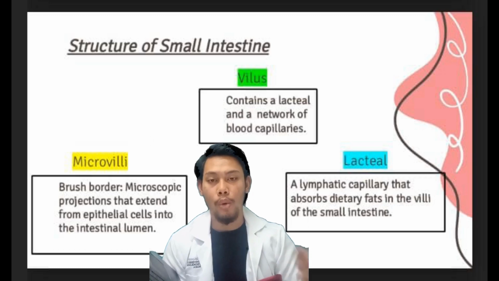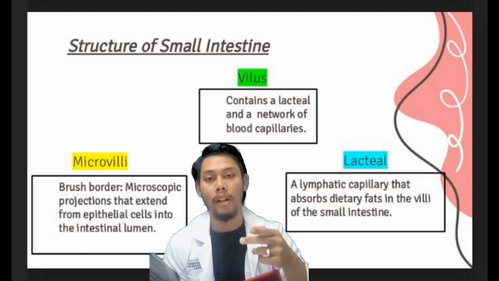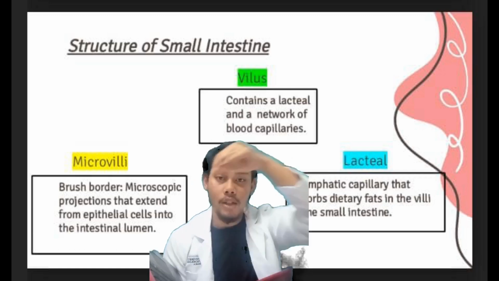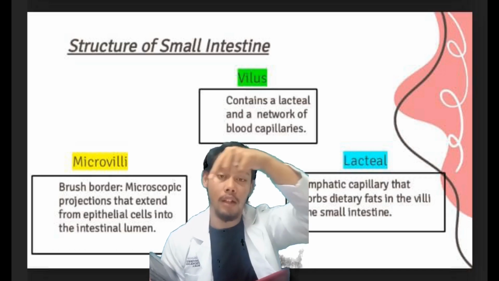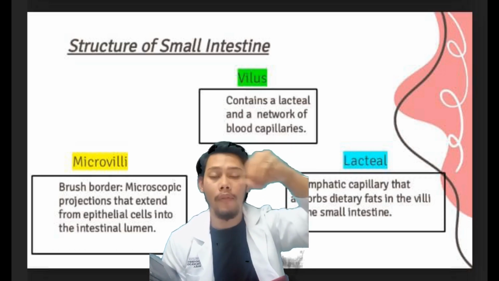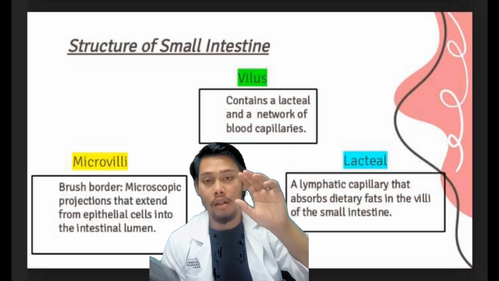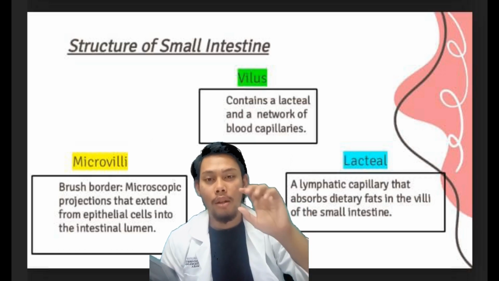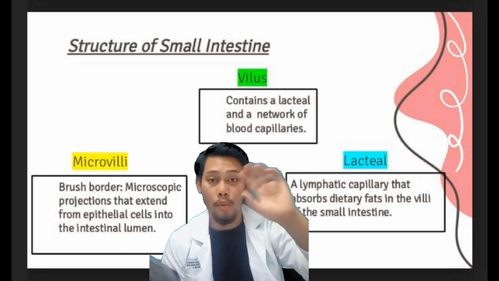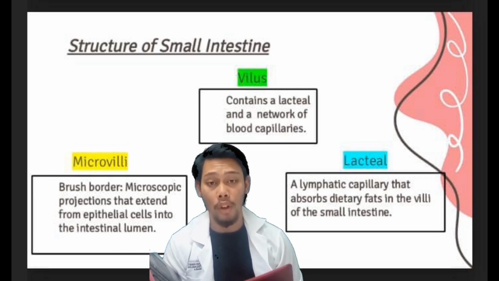Next slide, I will show you the picture of the structure. So now I will explain it simply. This is called microvilli, and in the middle of the microvilli there are many villi. If you look at this structure in the picture on the next slide, you will see a brush border. So that's why the microvilli is called the brush border.